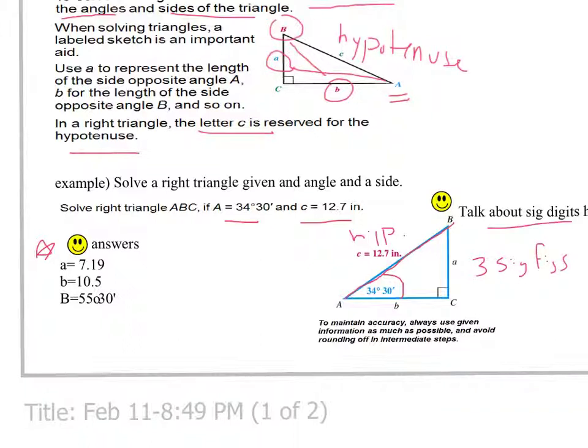3 significant figures for your final answer. Okay? So let's think about SOHCAHTOA. All right? Opposite over hypotenuse. Sine is opposite over hypotenuse. So sine of 34 degrees and 30 minutes is equal to opposite over hypotenuse, and hypotenuse is 12.7.